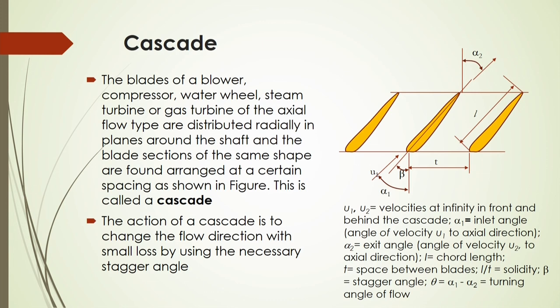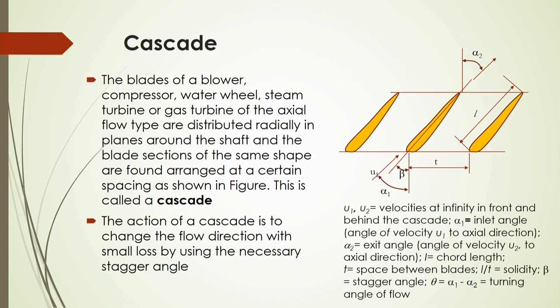The blades of a blower, compressor, water wheel, steam turbine or gas turbine of the axial flow type are distributed radially in a plane around the shaft, and the blade sections of the same shape are arranged at a certain spacing as shown in the figure. This is called a cascade. The action of a cascade is to change the flow direction with a small loss by using the necessary stagger angle.